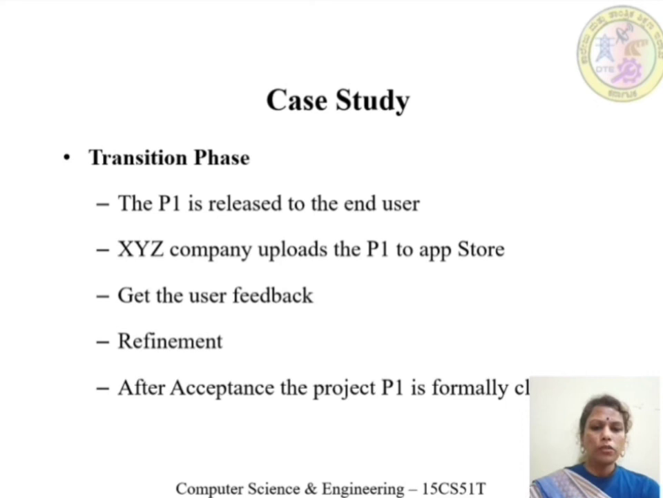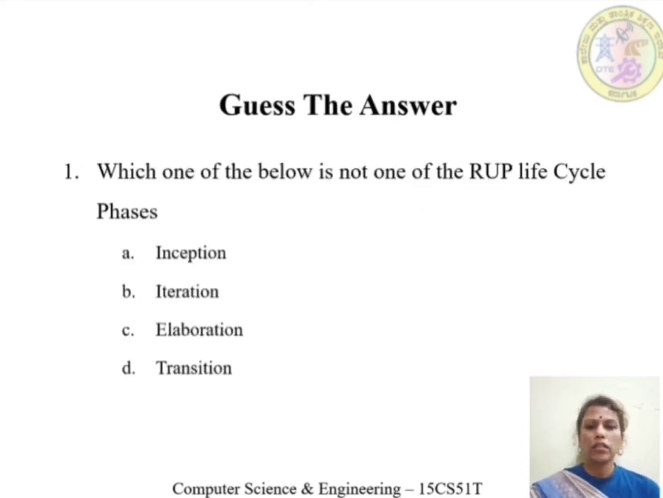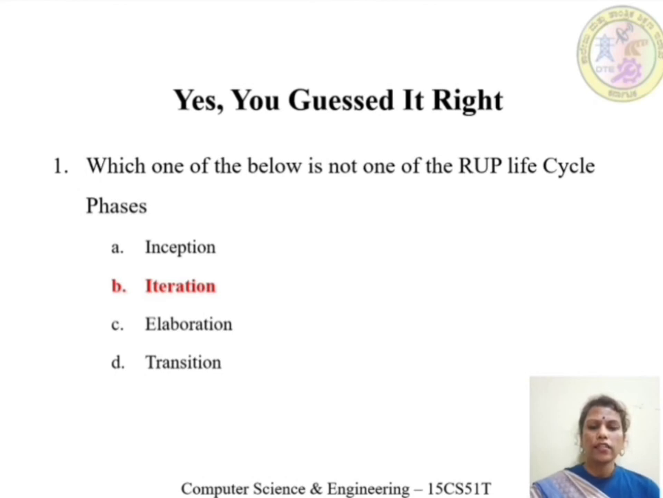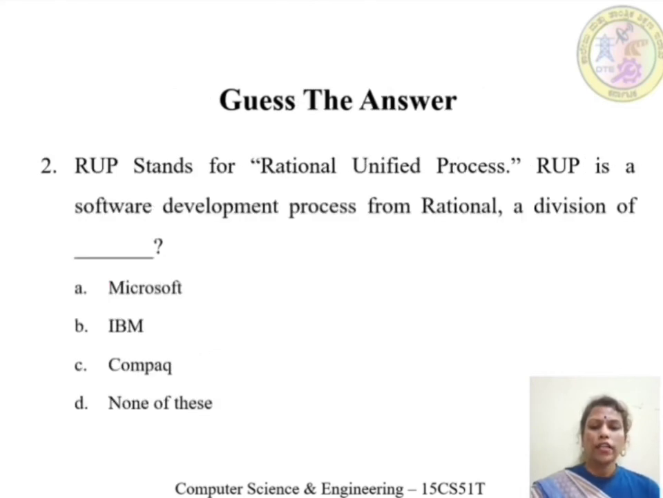Let's see a few MCQs on RUP. MCQ 1, guess the answer, students. Which one of the below is not one of the RUP life cycle phases? Inception, iteration, elaboration and transition. I think you have guessed it right, students. The correct answer is iteration. Inception, elaboration and transition are the phases of RUP, whereas iteration is the approach or concept RUP is following.